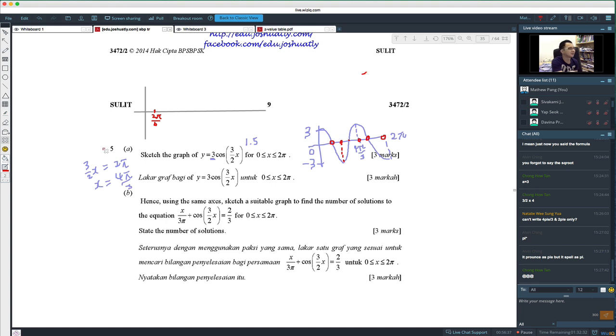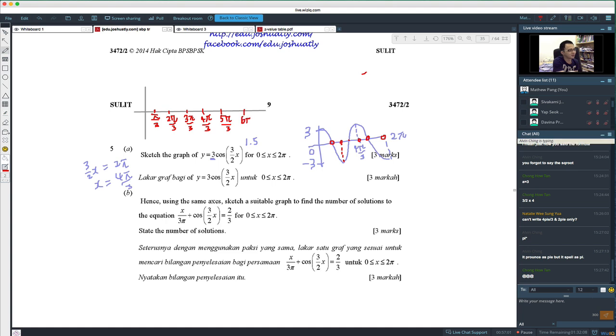So because this is pi over 3, the next one will be 2 pi over 3. Then you will have 3 pi over 3, which is pi. Then this one will be 4 pi over 3. The next one will be 5 pi over 3. The last one will be 6 pi over 3, which is 2 pi.